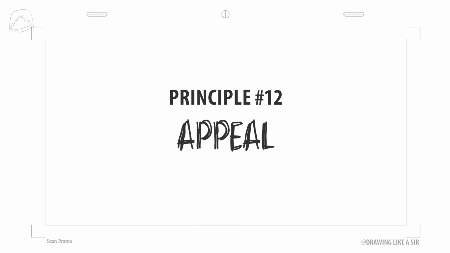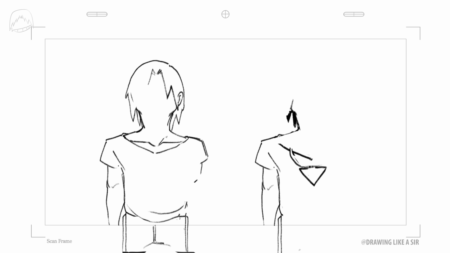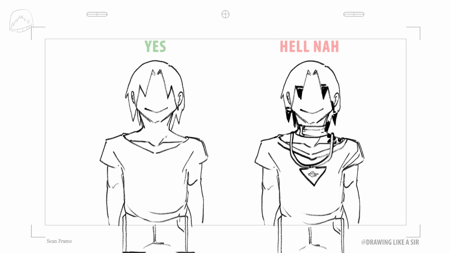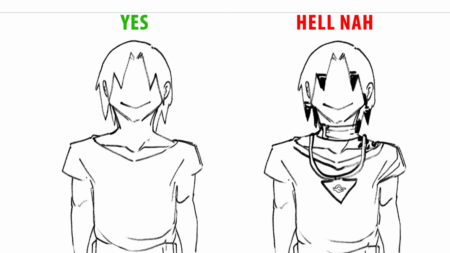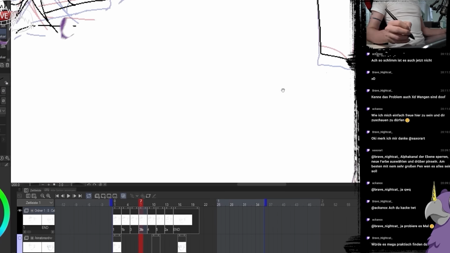And now the very last principle is appeal, which is basically character design, but for animation. Like, when you design a character for animation, you need to watch things like line mileage. The less detail and lines your characters have, the better, because you need to draw all of these details again and again and again in every single frame.